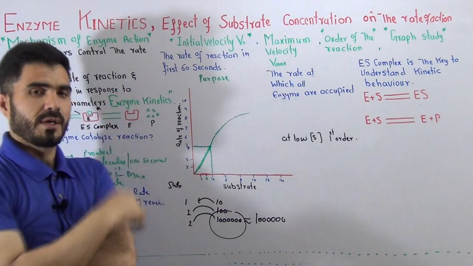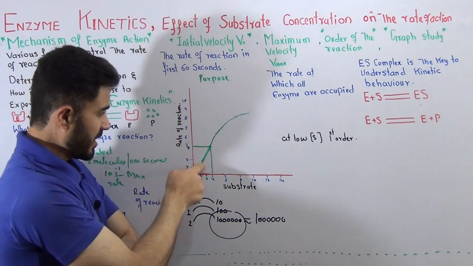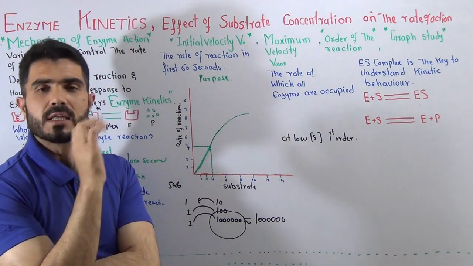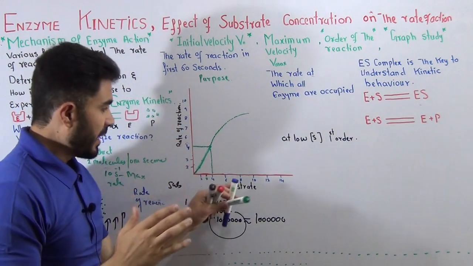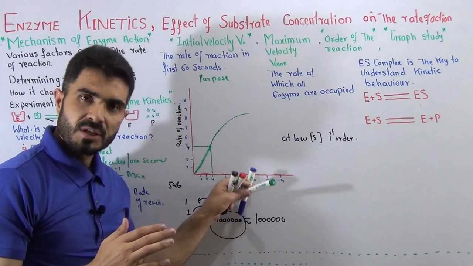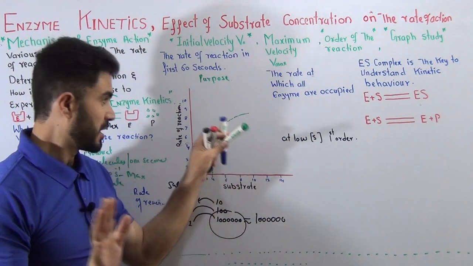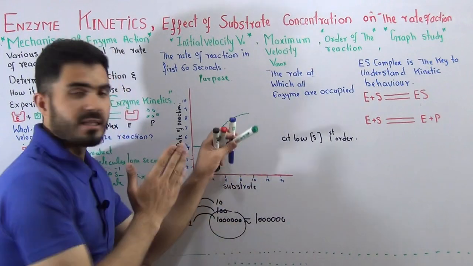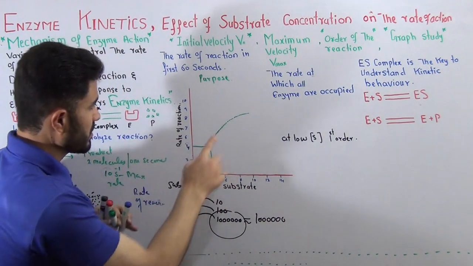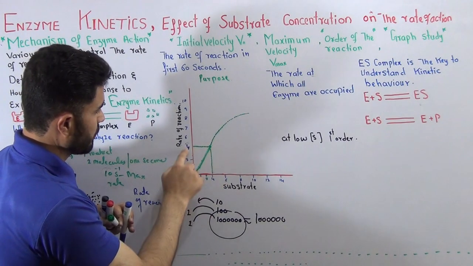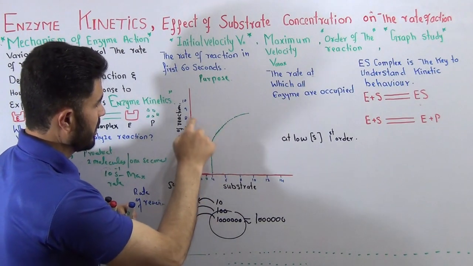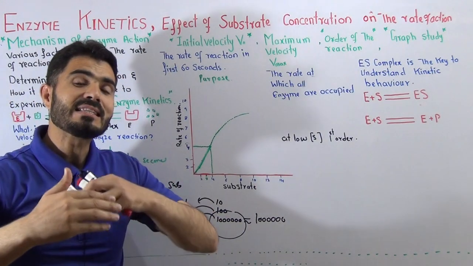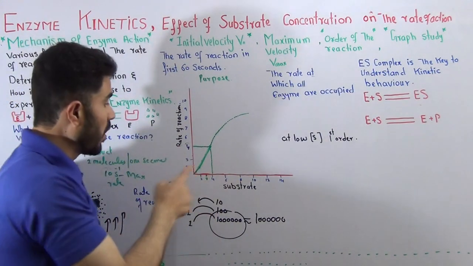This curve shows what? Initially there was a straight line. The curve shows that still by increasing the substrate concentration, the rate is increasing. By increasing the substrate, the reaction is increasing, because look, this is 4, 6, 7, 8, 9 and so on. But the reaction is not increasing at that much speed as it was in the beginning.